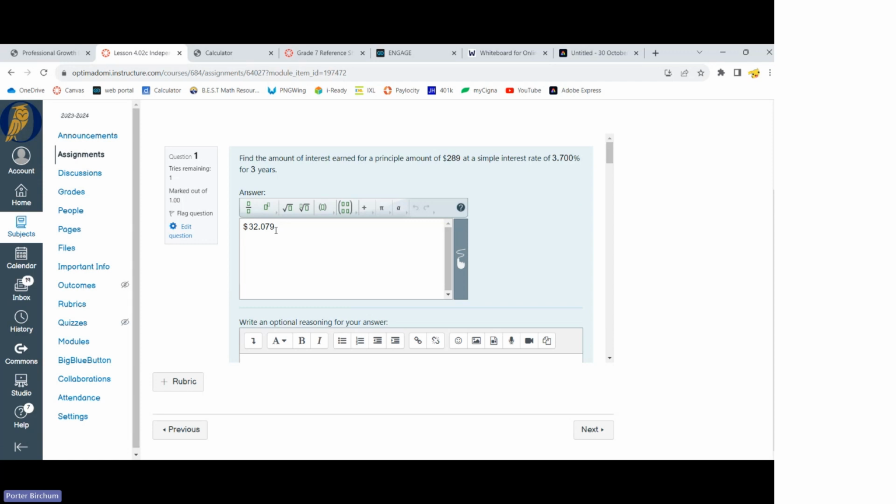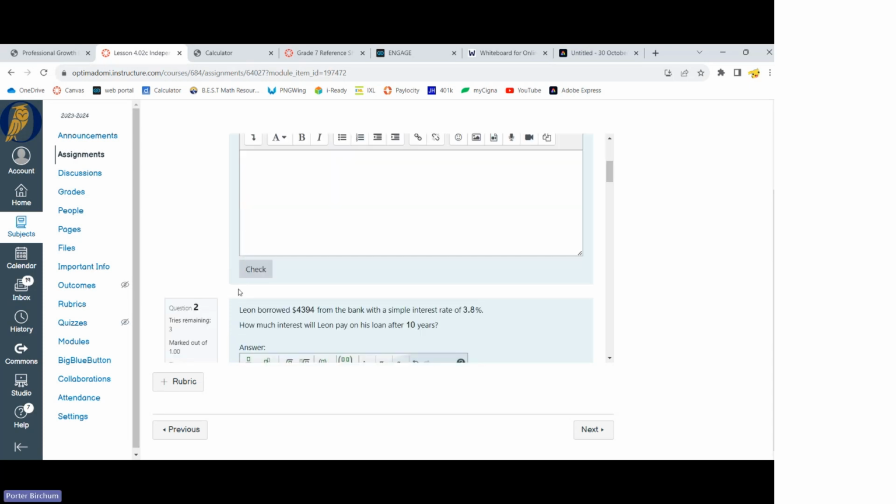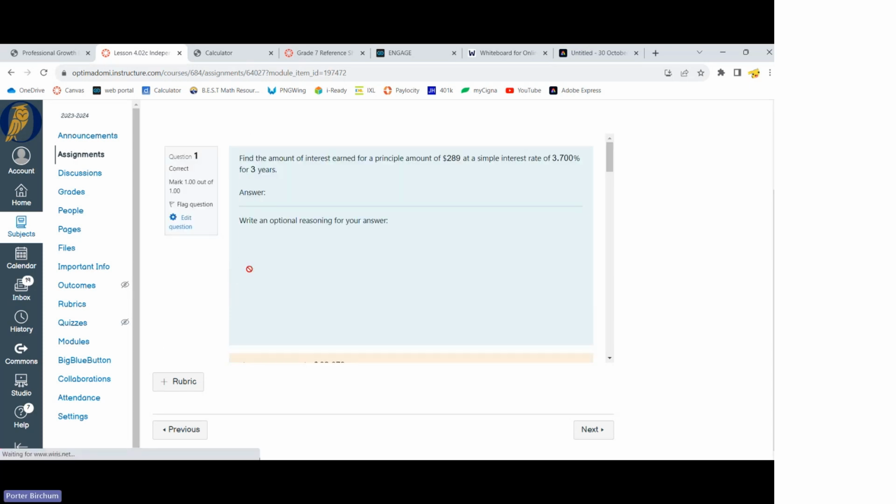Money doesn't really look like this. Money ends in the hundredths place. So let's try rounding to the hundredths place. When we round to the hundredths place, we look at the thousandths place. Is 9 closer to 10 or 0? It's closer to 10, so we're going to round up to 0.08. Okay, let's check our work now.